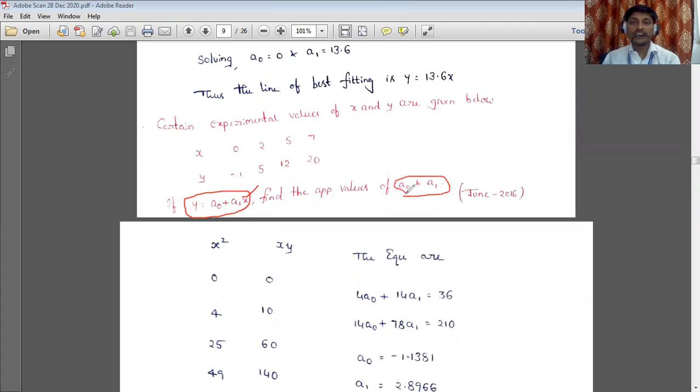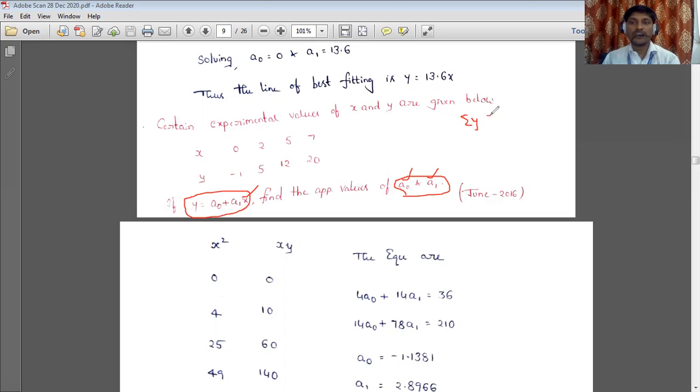Of course, they didn't ask here to fit a straight line like that. Simply they asked to calculate the values of a naught and a1. Of course, if they ask, you can follow the procedure that we said directly. Okay, so you need to find the values of a naught and a1. So simply, first we have to take this one and immediately write the normal equations.